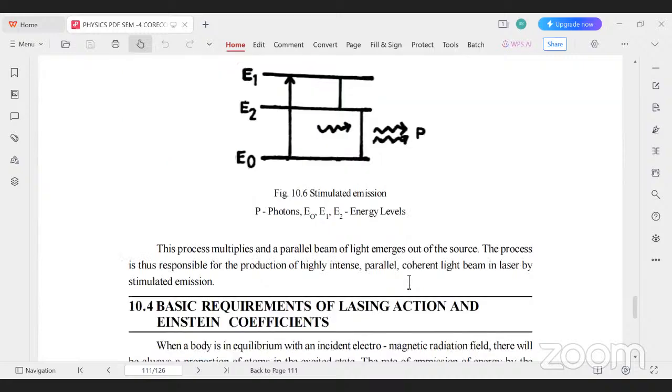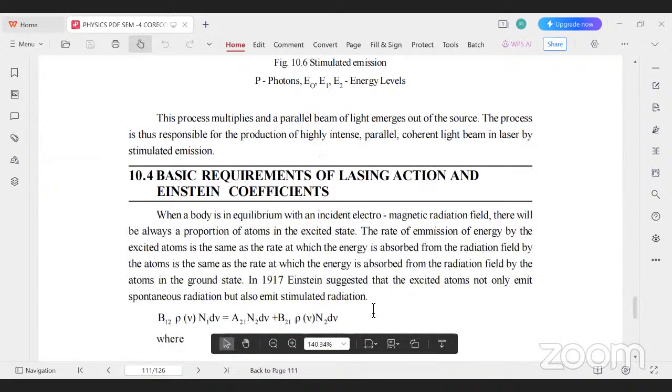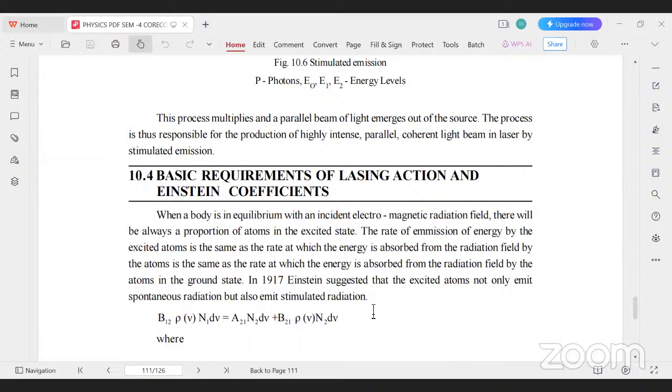This process multiplies a parallel beam of light energy out of the source. The process is thus responsible for the production of the high intensity parallel coherent light beam, laser, by stimulated emission. Emission is nothing but what is coming out. Absorption is nothing but what is taken inside. When light falls on this, the electron starts vibrating, that is nothing but absorbing. Emission is the light which is coming out. So that is what we are talking about, emission and absorption.